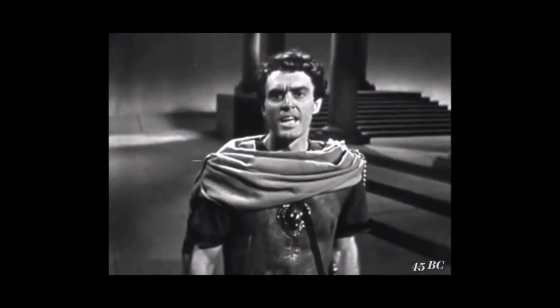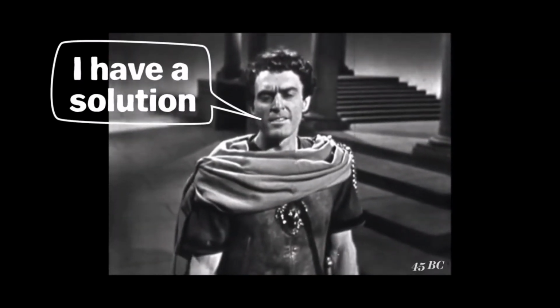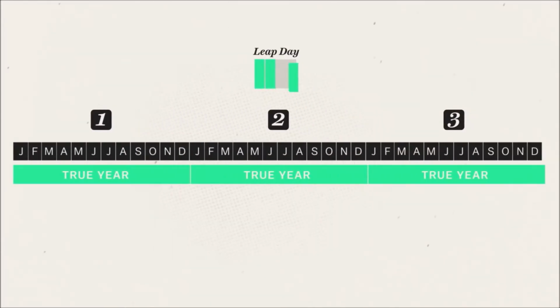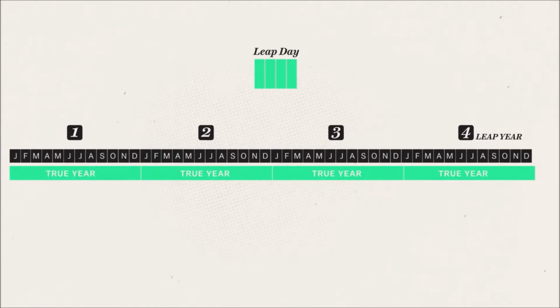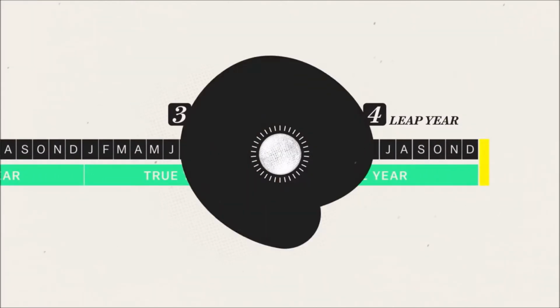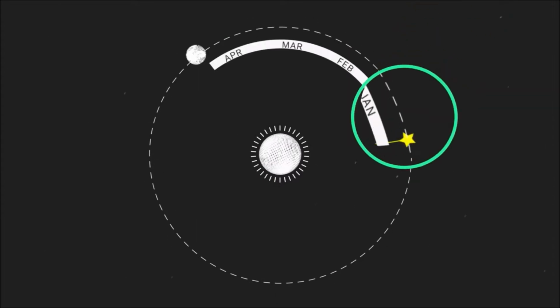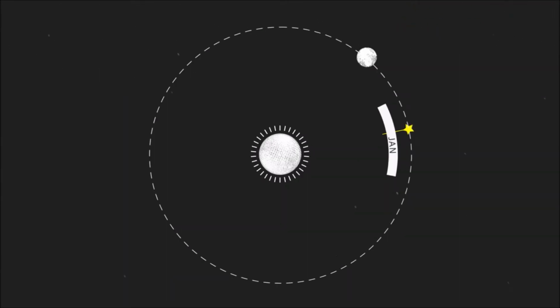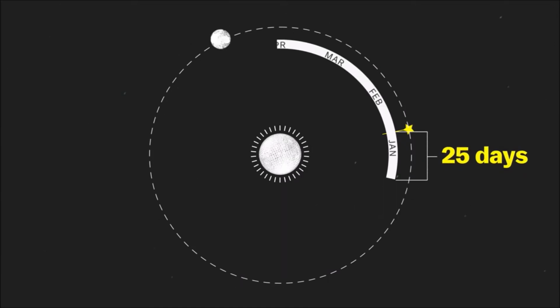Back in 45 BC, he came up with a solution. For 3 years, we ignore that extra quarter of a day. Then every 4 years, we add those 4 quarter days back together and stick an extra day at the end of February. Without that leap day, the gap between the calendar year and the true year would gradually increase. After 100 years, the calendar would be off by about 25 days. So why does this matter?